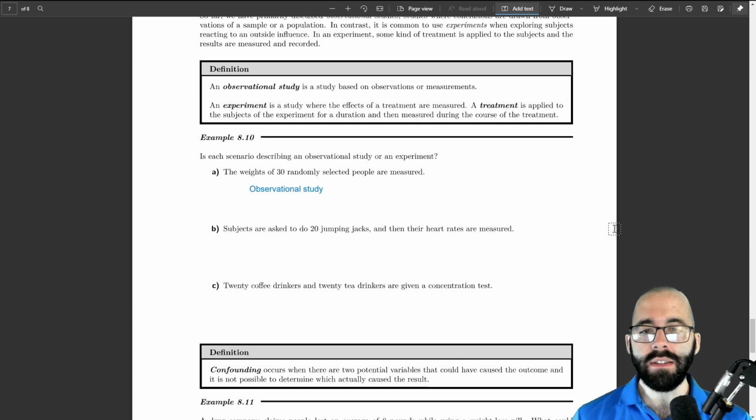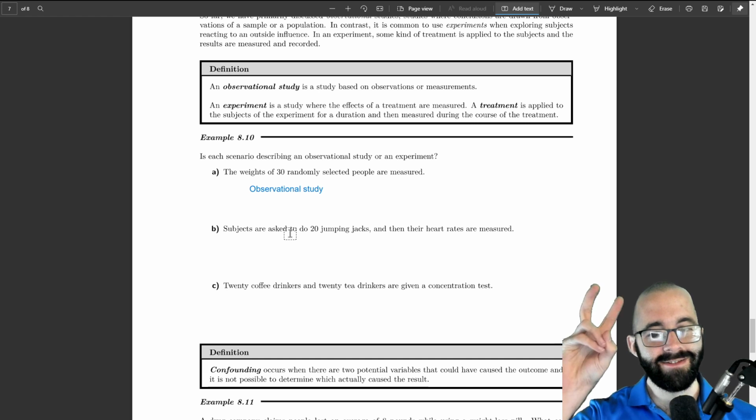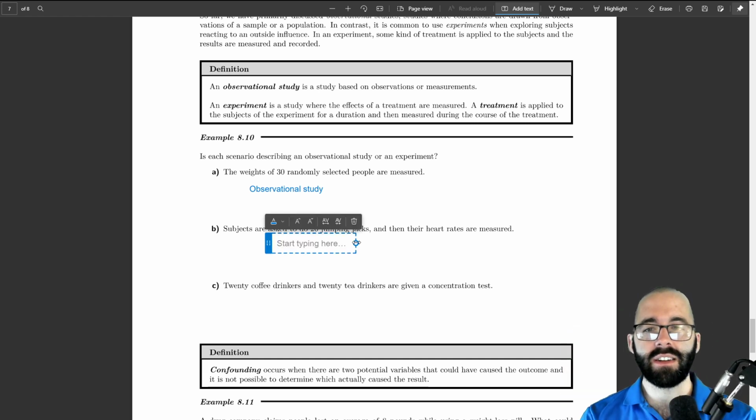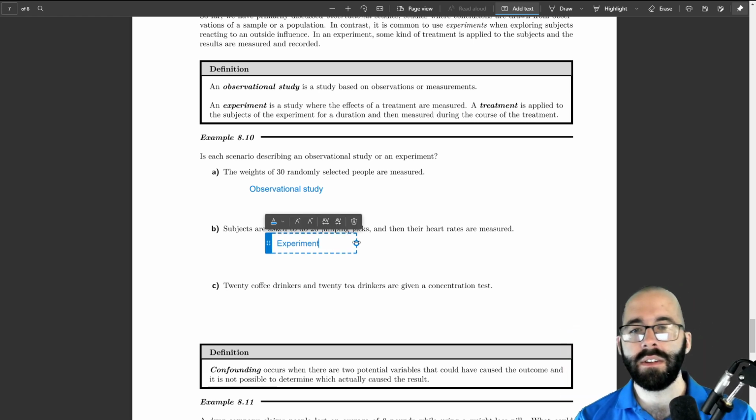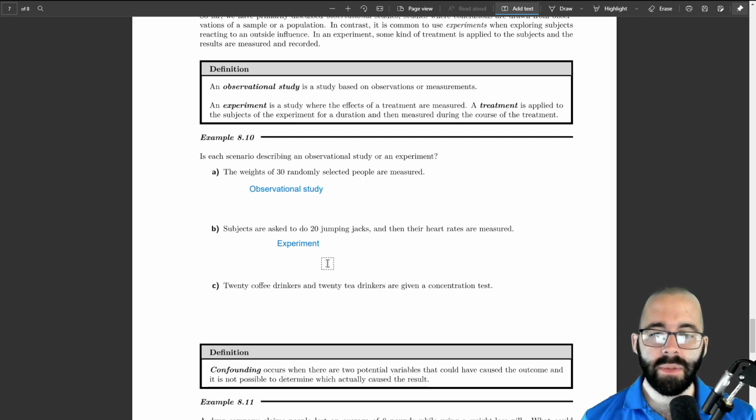Subjects are asked to do 20 jumping jacks, and then their heart rates are measured. This is going to be an experiment because a treatment is being applied. Their treatment, in this case, is the 20 jumping jacks. It's going to be an experiment, and the control might be their resting heart rates or something like that. But again, we haven't mentioned control yet.